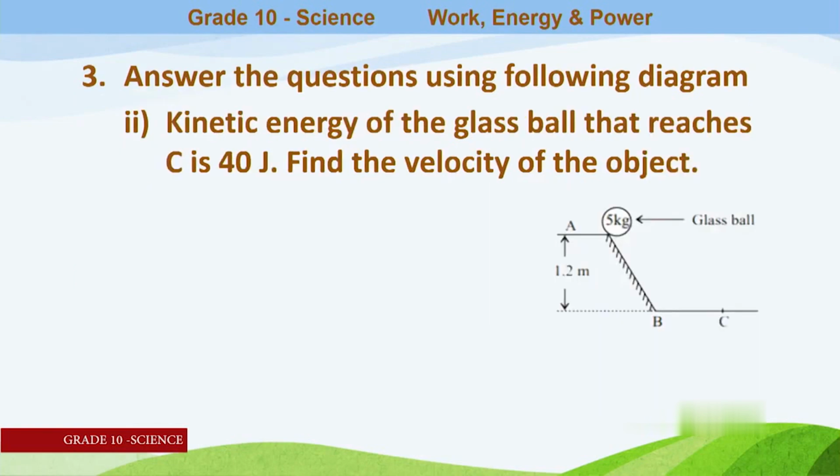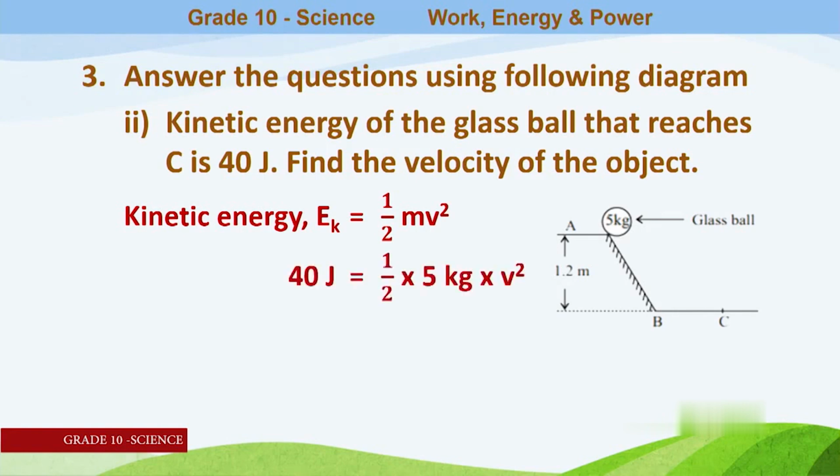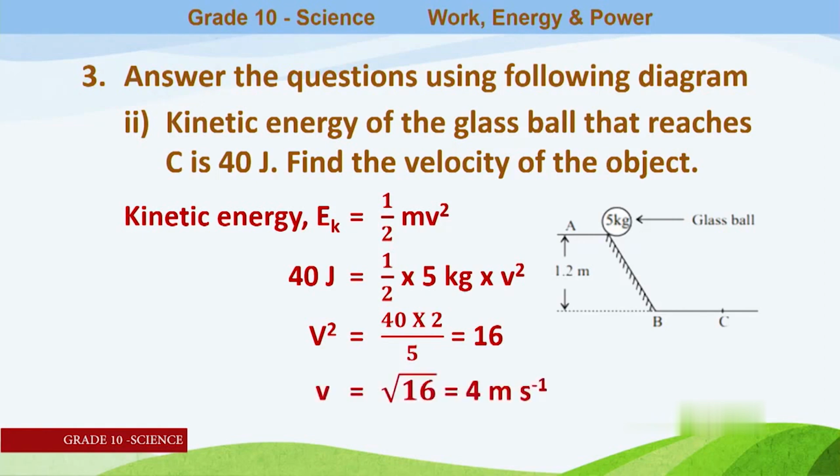Next part of the same problem, kinetic energy of the glass ball that reaches C is 40 joule, and you are asked to calculate the velocity of the object. In this instance, you have to write the equation for kinetic energy, that is half mv squared. So then apply values. Kinetic energy is 40 joule, mass of the object is 5 kilogram, and you are asked to calculate velocity. So we keep v as itself. Then by solving this problem, you will get 4 meters per second for velocity.